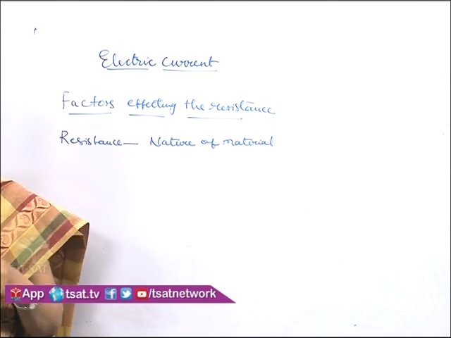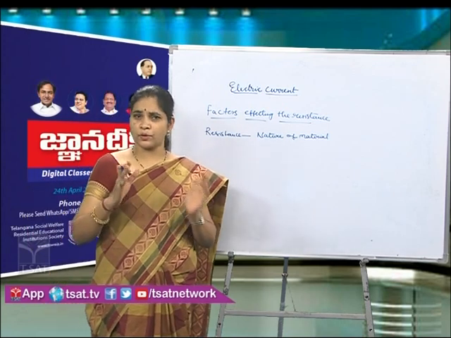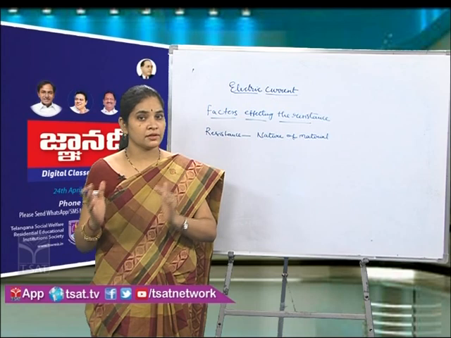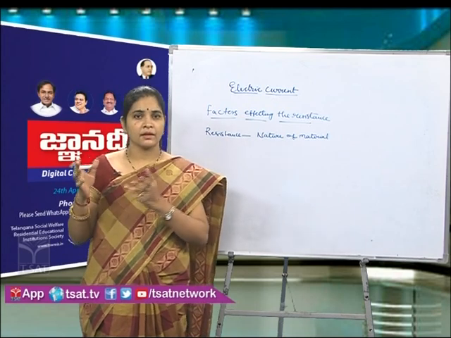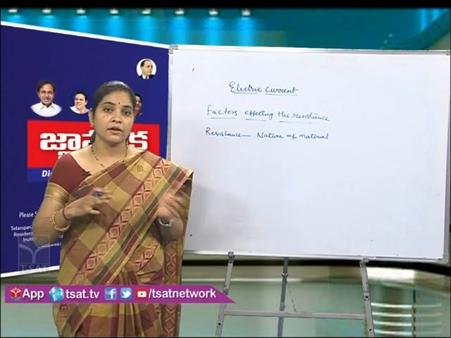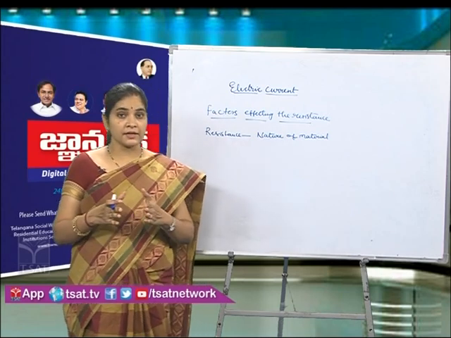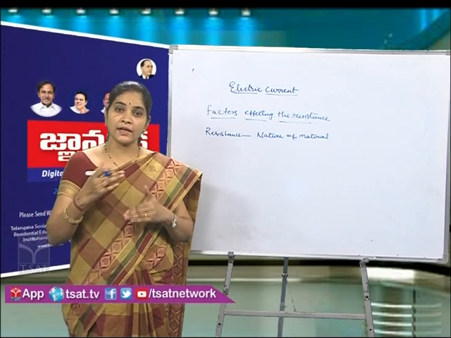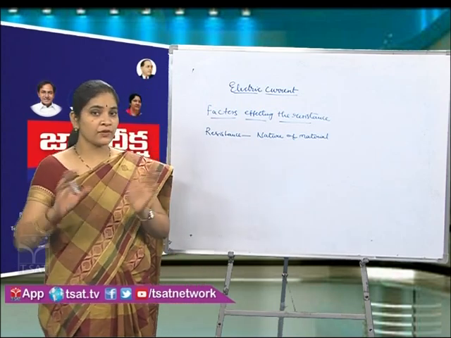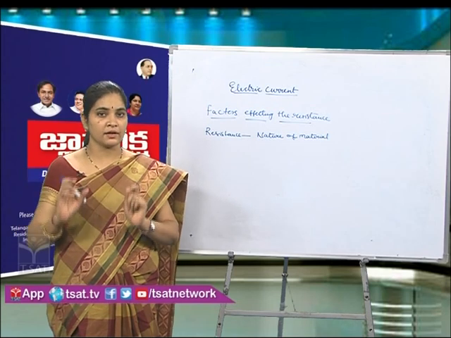Now let us see what are the other factors. Children, it is very difficult to push water through a long narrow tube than a wide short tube. Similarly, electrons move more freely in the wide short tube than the long narrow tube. So we can say that resistance increases with the length of the wire and decreases with the area of cross section. Electrons move freely in a wide thick wire, whereas they do not move freely in a long narrow thin wire.